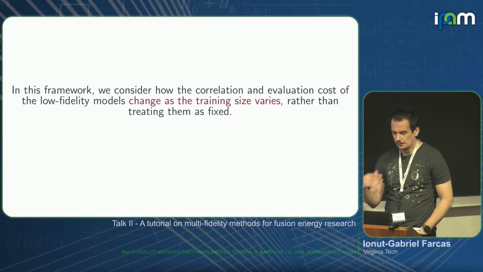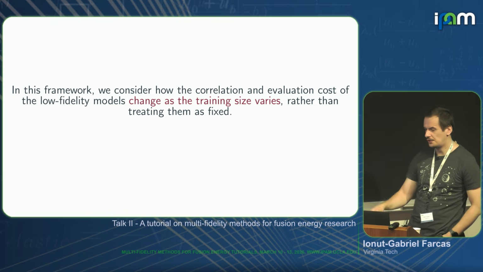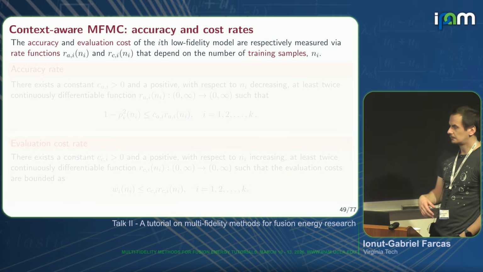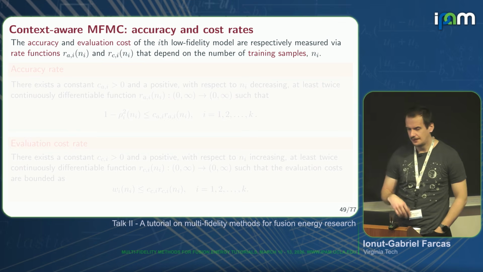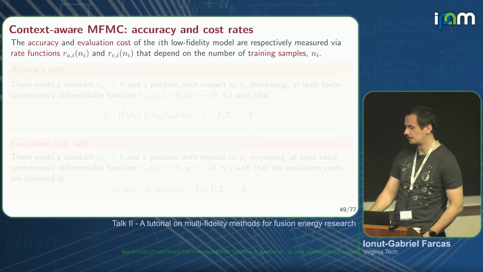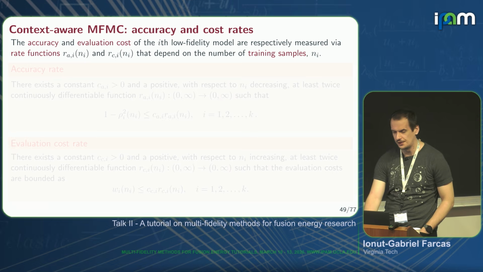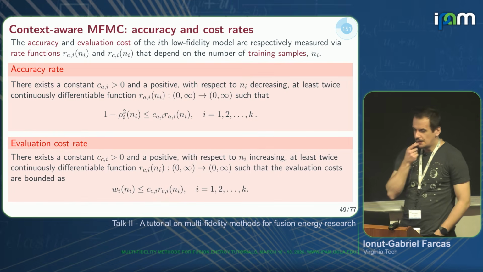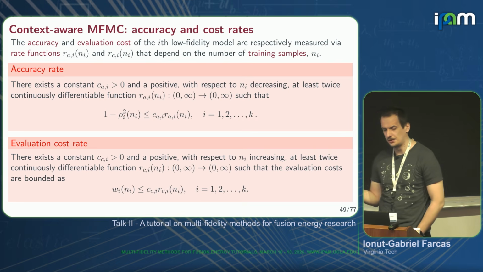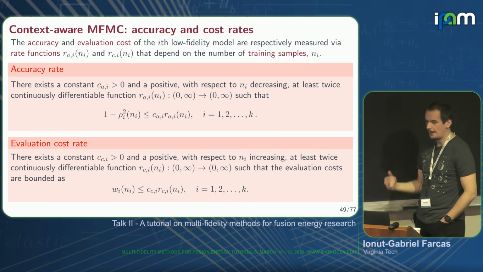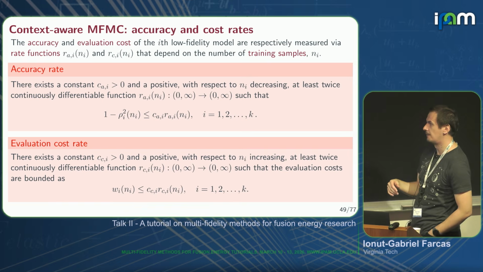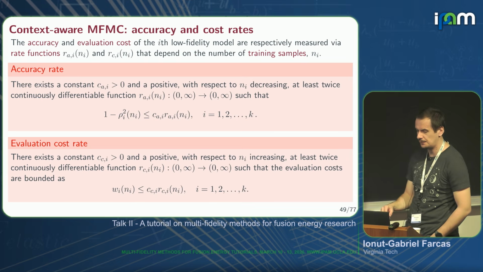All right. So as I said, we need to consider how correlations and evaluation costs change as the training size varies. So instead of assuming that they are fixed as before, now we assume that we have rate functions that tell us how the correlation coefficient and the evaluation cost change. In more detail, we assume that we have a rate function that tells us how fast 1 minus the correlation coefficient squared decreases. And we assume that in this framework, this decrease is monotonic, which there are situations where this doesn't happen. But for the purpose of this discussion, we assume this.